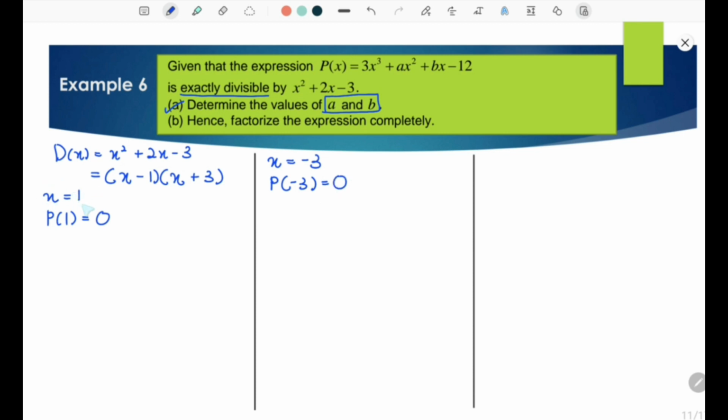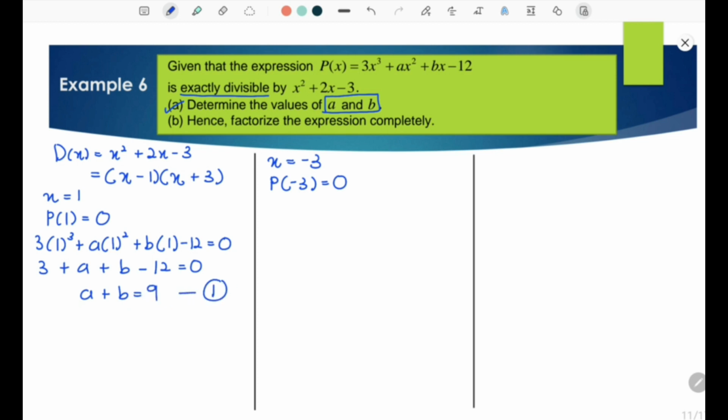Next, I'm going to substitute x equal to 1 in this polynomial. So we get 3 times 1 cubed plus a times 1 squared plus b times 1 minus 12 equal to 0. Simplify this equation. We get 3 plus a plus b minus 12 equal to 0. So a plus b equal to 9 as the first equation.